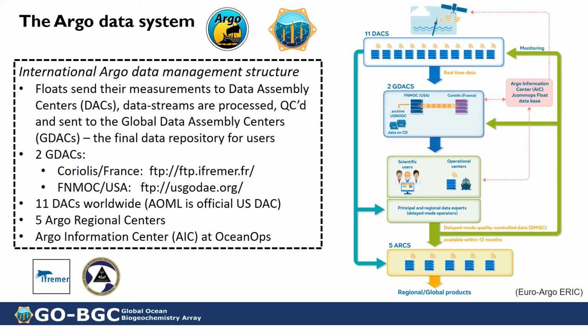This slide provides some information on the international data management structure of the Argo system. Floats send their measurements to one of the 11 regional data assembly centers, and the data streams are processed, QC'd, and sent to one of the 2 global data assembly centers, or GDACs, the final data repositories for users. There's one that exists in the USA, that's FinMock, and then there's Coriolis in France. Again, this is where the users can access the data.